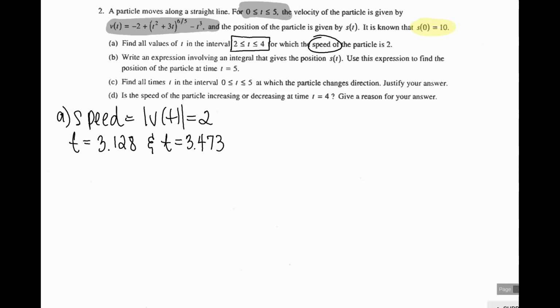Now, for this question, really you just needed to state that speed was equal to the absolute value of velocity and that you were looking for where it was equal to 2. You don't have to show the graph. You just need to let the reader know that you understand that the absolute value of velocity is speed.